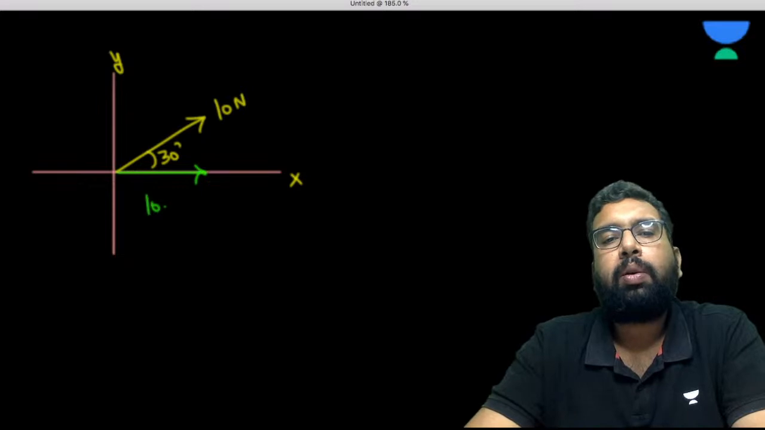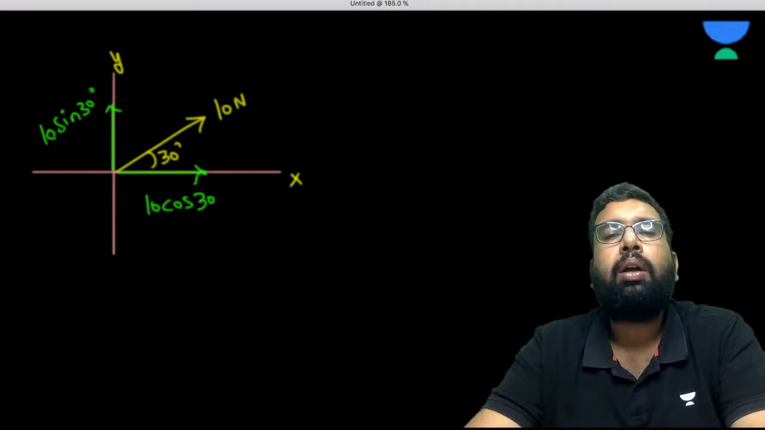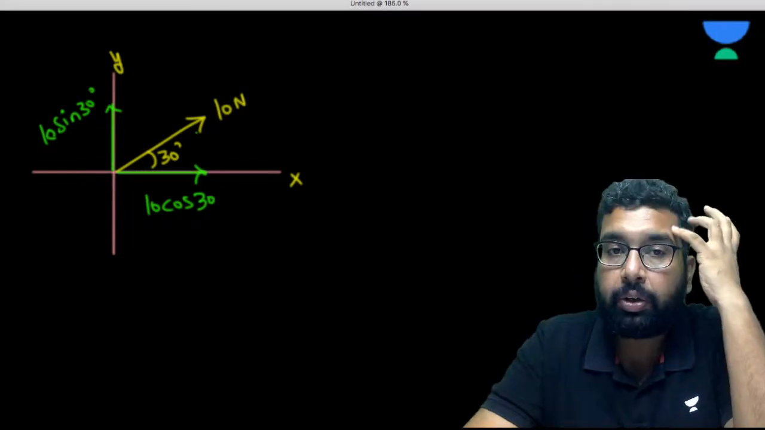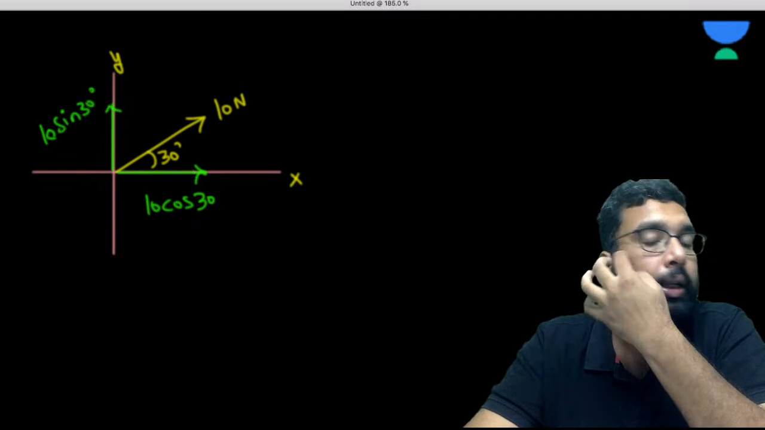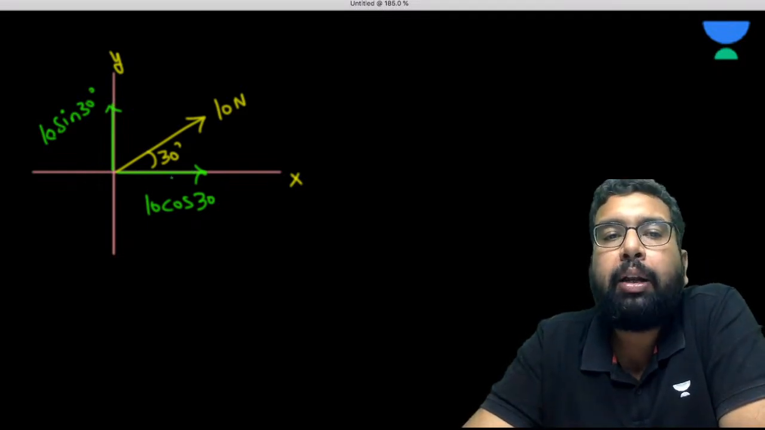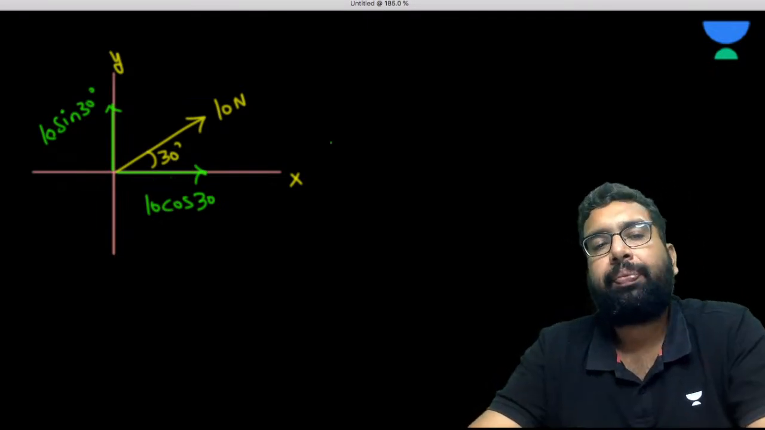It is going to be 10 cos 30 and this is going to be 10 sin 30, right? Because we know that the vector is making 30 degrees from the x-axis. So the resolution of this vector along the x-axis is going to come with the cos component, and perpendicular to the x-axis is going to be the sine.